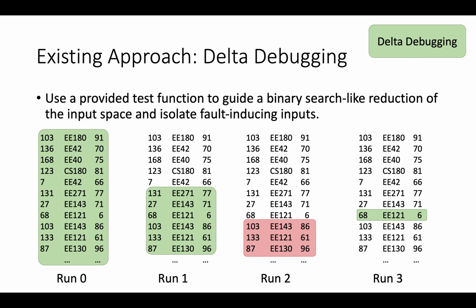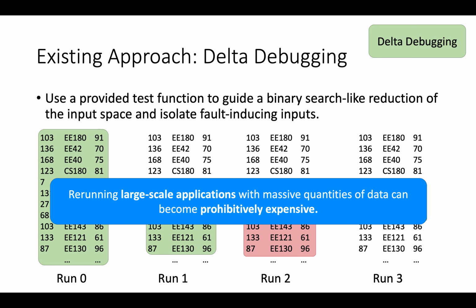For this particular example of 11 rows, we found that delta debugging required 3 runs in addition to the original execution. In small or local debugging environments, this is generally fairly acceptable. However, large-scale programs can often take hours or even days to run, and this in turn brings us to the main issue with delta debugging in the domain of large-scale computing. Namely, that rerunning large-scale applications with massive quantities of data can become prohibitively expensive.